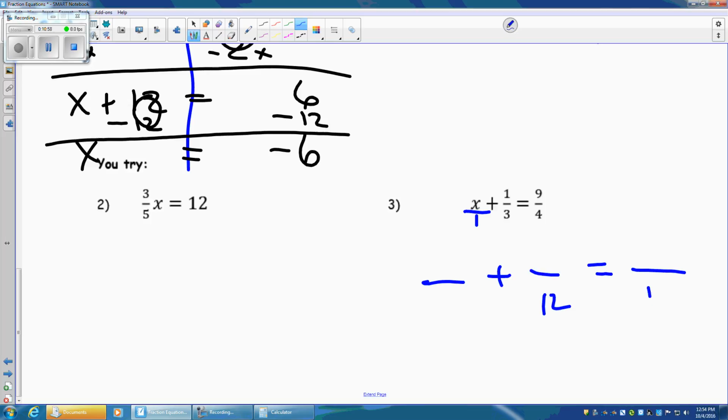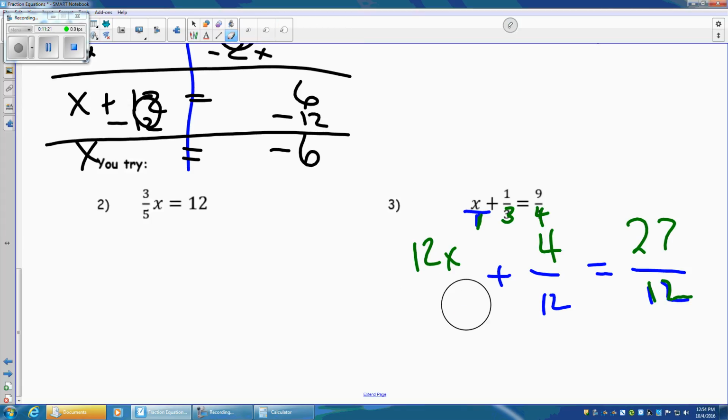12. I multiplied 1 by 12 to get 12, so it's 12x. I multiplied 3 by 4 to get 12, so it's 4 over 12. And I multiplied 4 by 3 to get 12, so it's 27. This one doesn't work out super nice. That's okay, though. Your answer is just going to be a fraction.